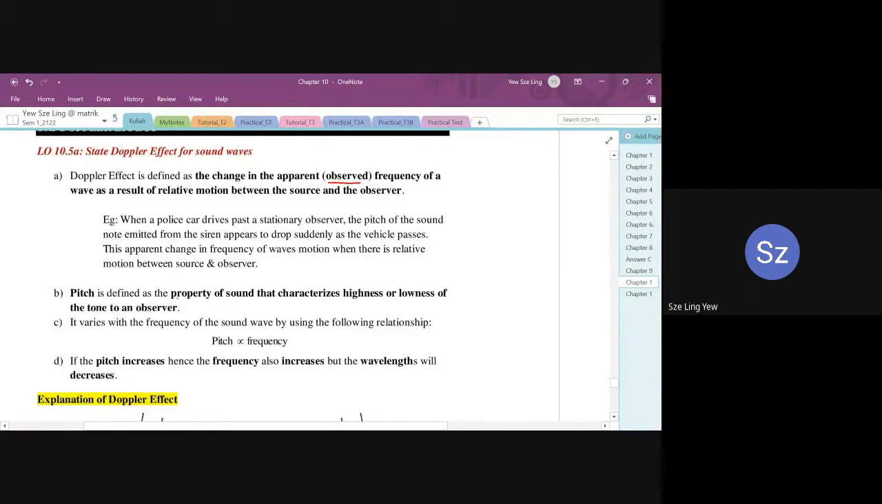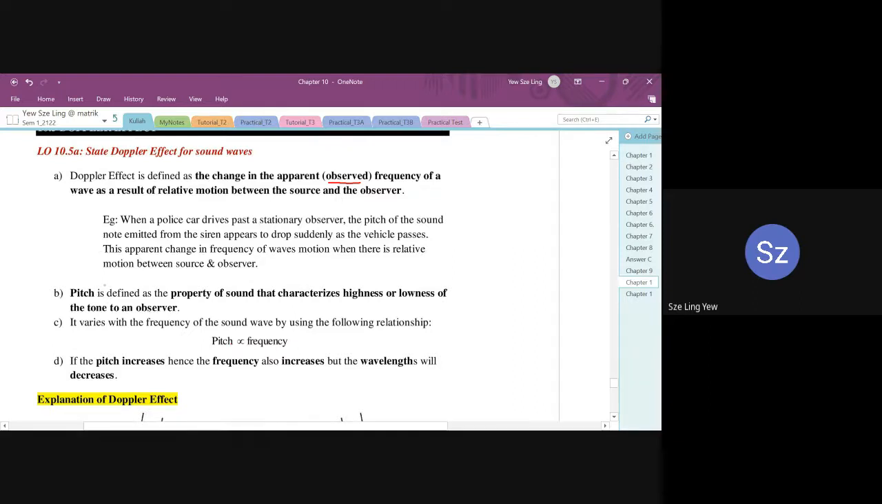So pitch is defined as the property of sound that characterizes the highness or lowness of the tone for an observer. So for intensity, we look at loudness. For pitch, we look at the sharpness of the tone. It varies with the frequency of the sound wave. A higher frequency gives you a higher pitch. So frequency gives you pitch, intensity gives you loudness. Higher intensity means a louder sound.